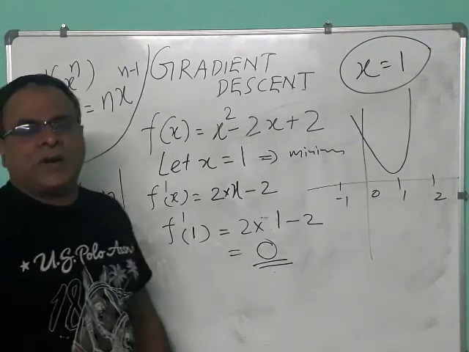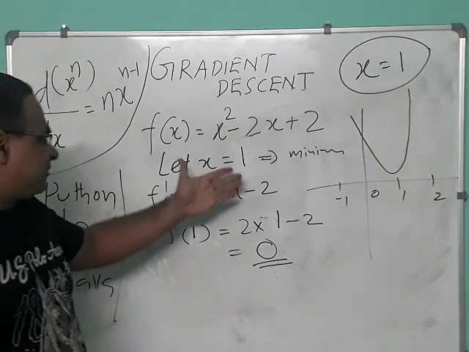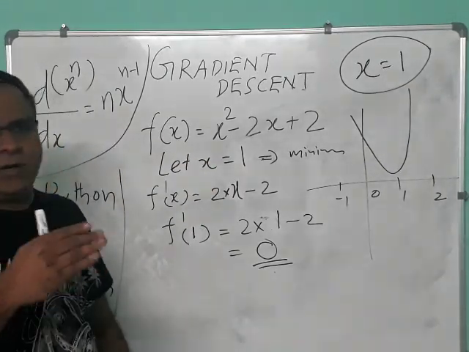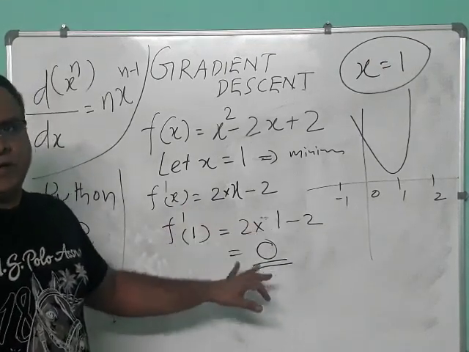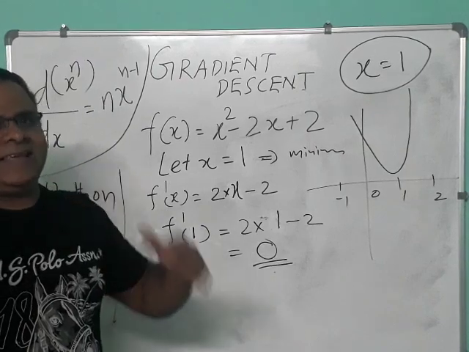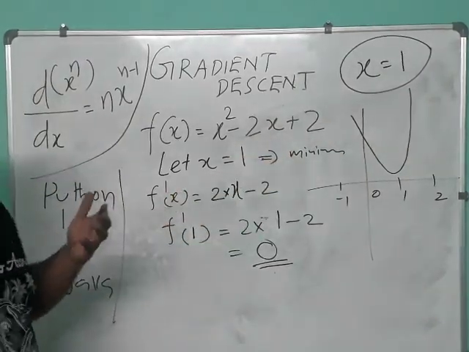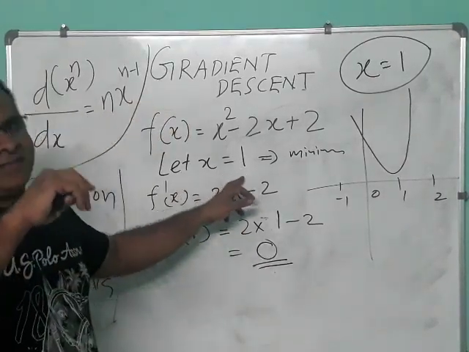This is a repetitive process. If we are choosing a wrong value for x, then we need to go forward or backward. If f dash x we are getting positive, our aim is to get it as 0. If it is positive, we need to come backward. If it is negative, we need to go forward with the value of x.